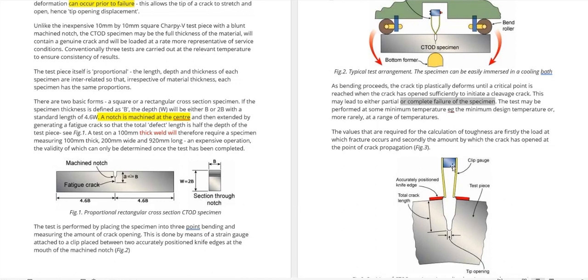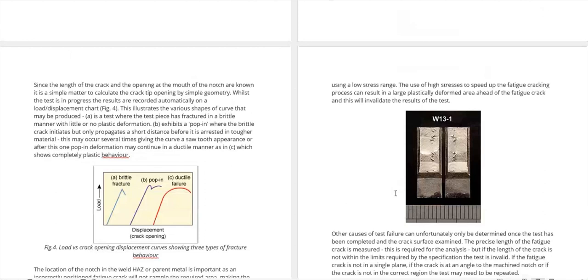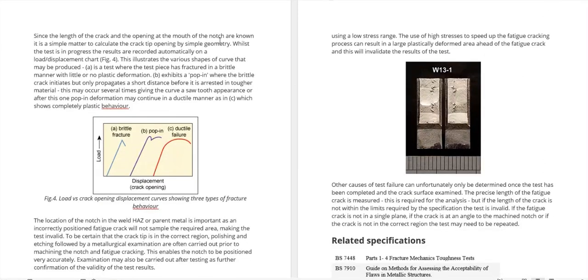The values that are required for the calculation of toughness are firstly the load at which fracture occurs, and secondly the amount by which the crack has opened at the point of crack propagation. Since the length of the crack and the opening at the mouth of the notch are known, it is a simple matter to calculate the crack tip opening by simple geometry.